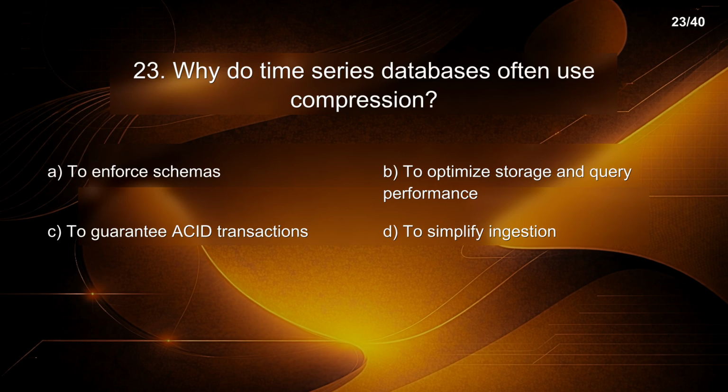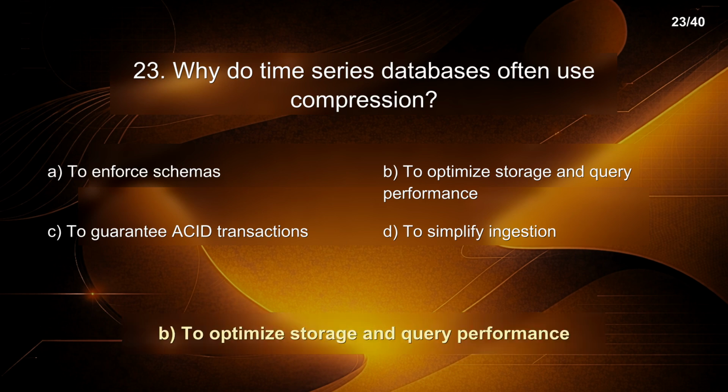23rd question. Why do time series databases often use compression? A. To enforce schemas. B. To optimize storage and query performance. C. To guarantee ACID transactions. D. To simplify ingestion. Correct answer is B. To optimize storage and query performance.